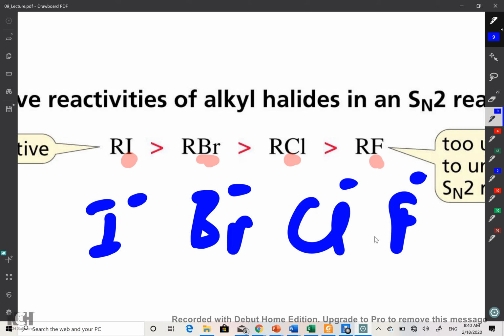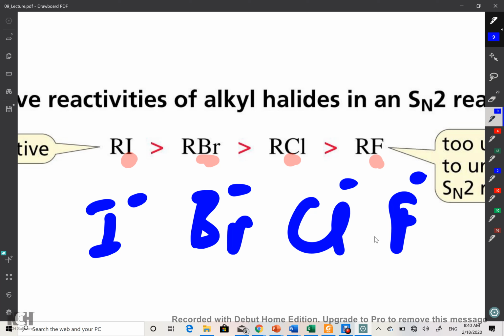Does that make sense? And so that's why this reacts faster, because it will eliminate I minus. Or iodine will be replaced to become I minus. And iodine knows that by the time it becomes I minus, it will be stable. Does that make sense? Is that okay? So iodine knows that it will be stable.